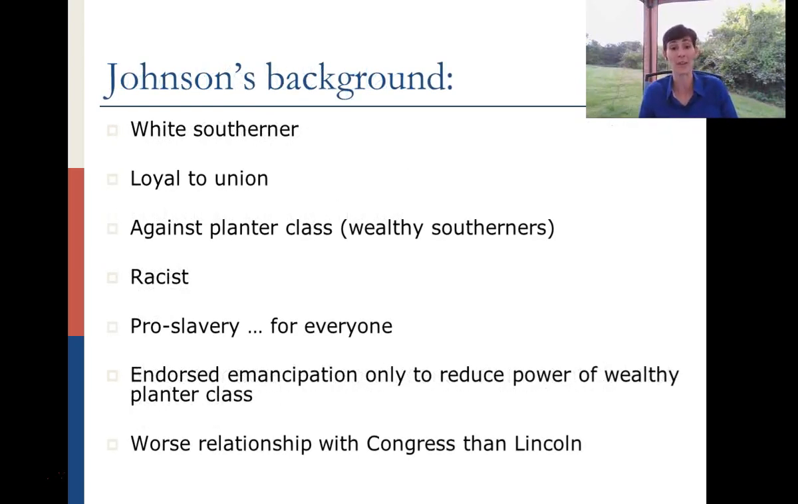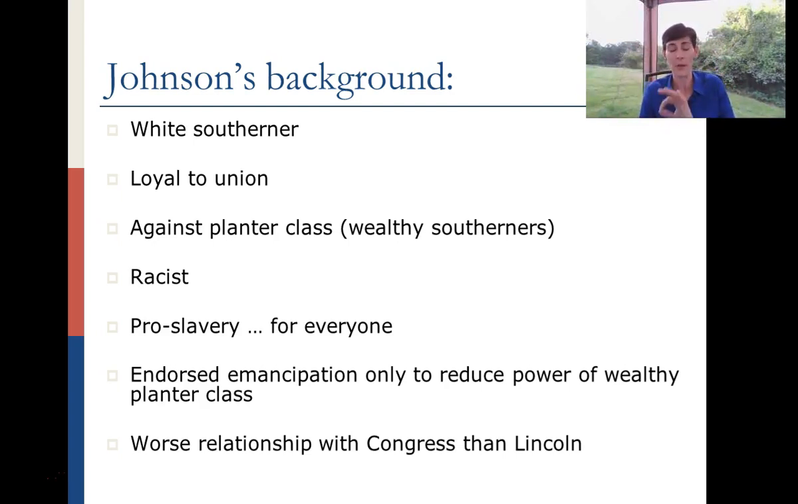All right, Johnson's background. He was a white Southerner, but despite the fact he was a white Southerner, he was loyal to the Union. He did not agree with secession. He did not side with the Southern states, despite the fact that he was from the South. He was against the planter class, okay? So he hated wealthy Southerners because his big issue with slavery was not that it was wrong. The problem with slavery was that the planter class was hogging it and that all white people didn't have slaves. He wanted all white people to have it. So that was his issue.